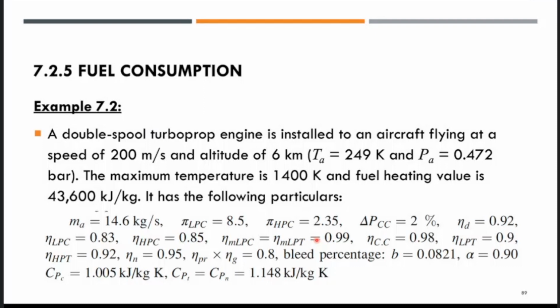We have example 7.2. A double spool turboprop engine is installed to an aircraft flying at a speed of 200 meters per second. We have an altitude of 6 kilometers. The condition of the ambient temperature is 249 and the ambient pressure is 0.472 bar. Okay, the maximum turbine inlet temperature is set at 1400 degrees Kelvin, and the fuel heating value Q_HV is equal to 43,600 kilojoule per kilogram.